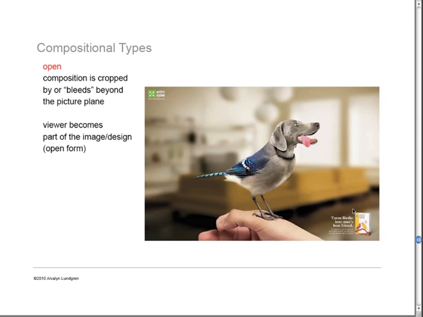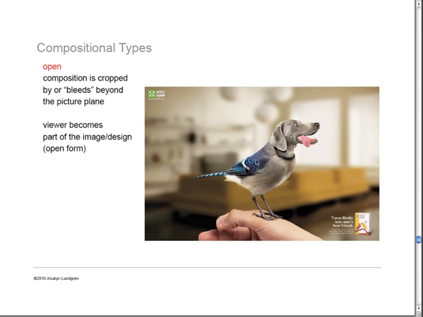Open compositional types help represent deep space more easily. We've talked about that when we were talking about the spatial devices. So this composition obviously is open. And by virtue of blurring in the background, we have a real strong atmospheric perspective effect. And then we have the Weimaraner and bluebird combination here.